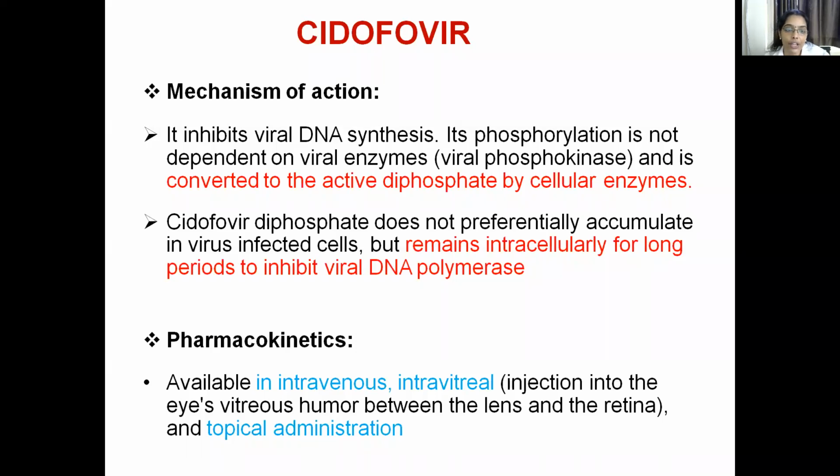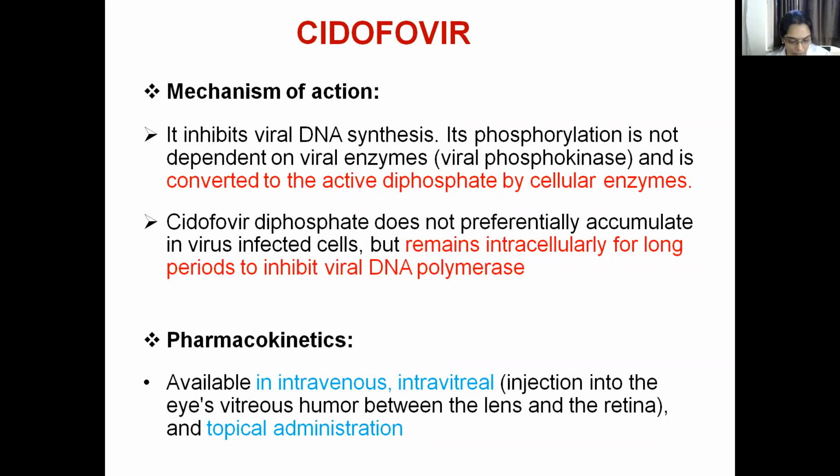It remains intracellularly for long periods of time to inhibit the viral DNA polymerase, even though the plasma half-life is about 2 to 3 hours. That's the reason you can give it in IV dosing once weekly. Then pharmacokinetics: oral bioavailability is less, so it is given intravenously, intravitreally, and as topical administration. Intravitreal is injection into the eye's vitreous humor between the lens and the retina.